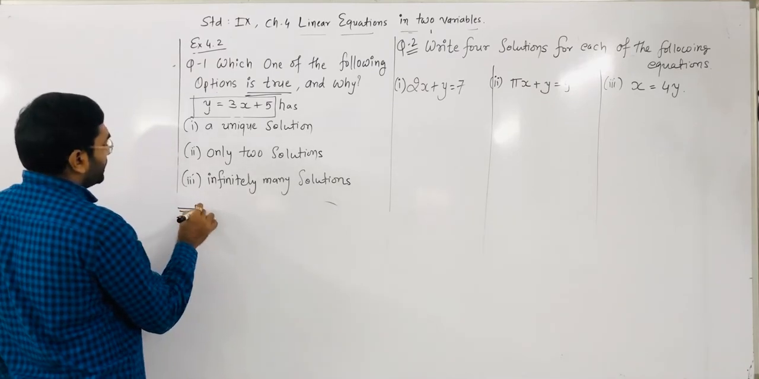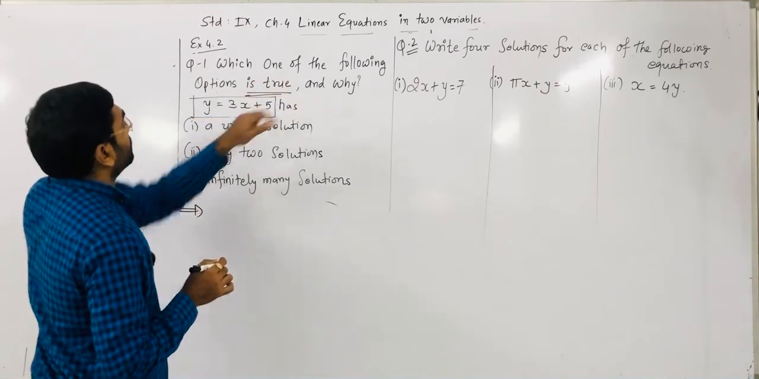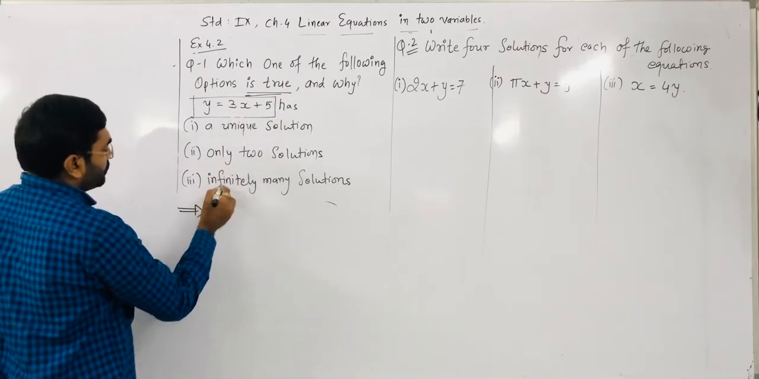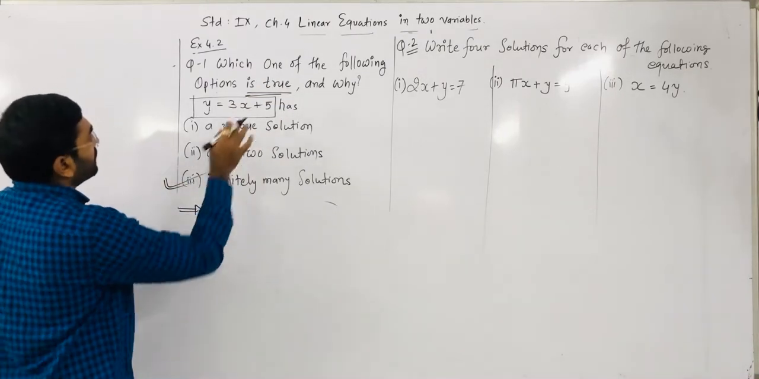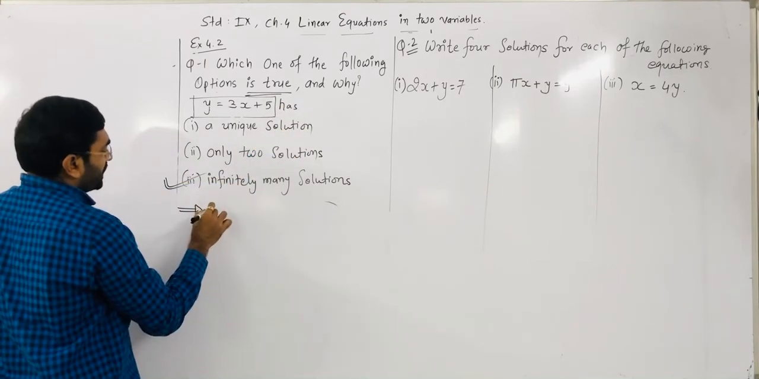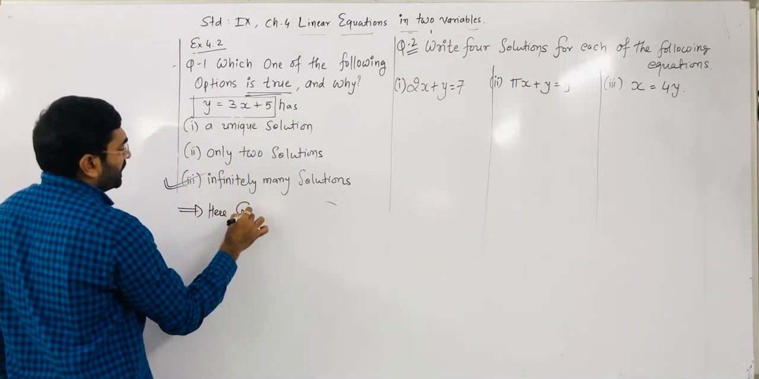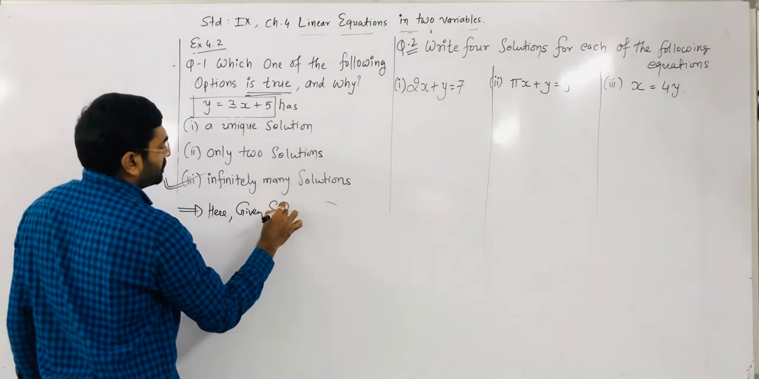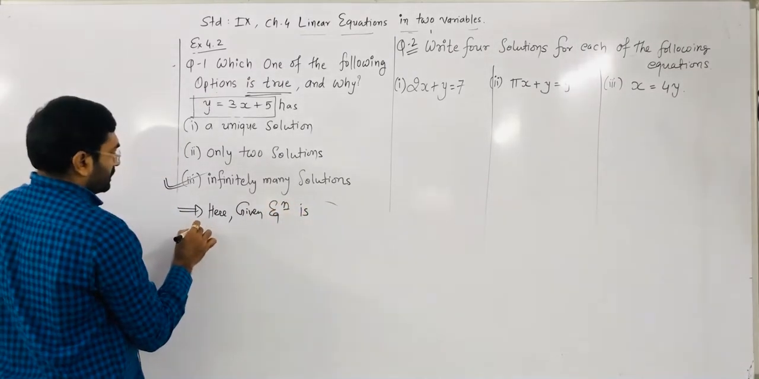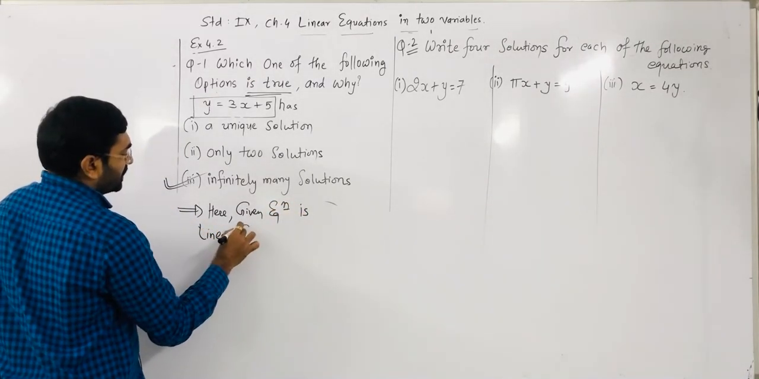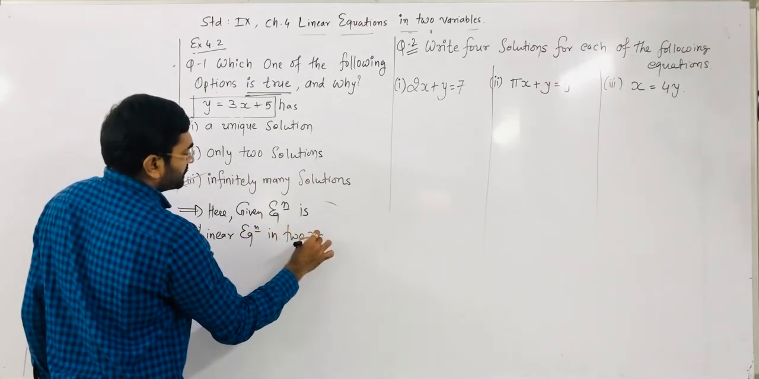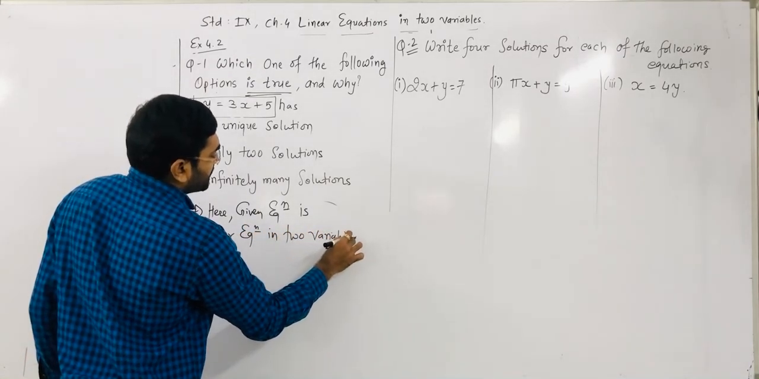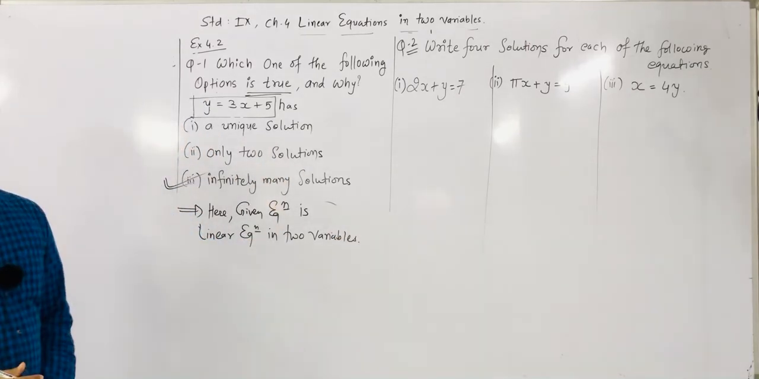So here we have to write which option is true. Our third option is true, infinitely many solutions. And why? Here we have to write: the given equation is a linear equation in two variables, that's why it has infinitely many solutions.